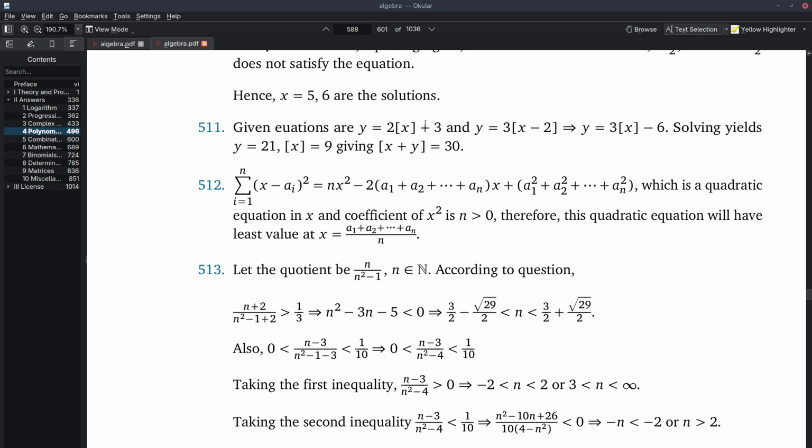Now we have two equations, one in y, one in the integral part of x. So we solve, and we get y is equal to 21 and the integral part of x is 9. So the integral part of x plus y is equal to 30.